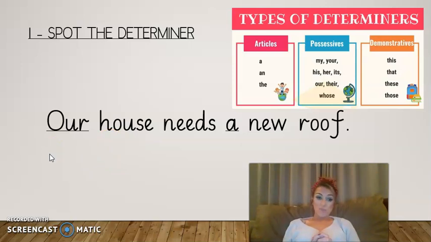Okay, so number one was a practice. You don't need to write out the whole sentence. You just need to write the determiners. Okay, that's all I'm looking for. And if you're feeling really brainy as an extra challenge, you don't have to, but if you think you can, tell me what type of determiner is in my sentences, then that would be amazing too. Are you ready? Let's go.